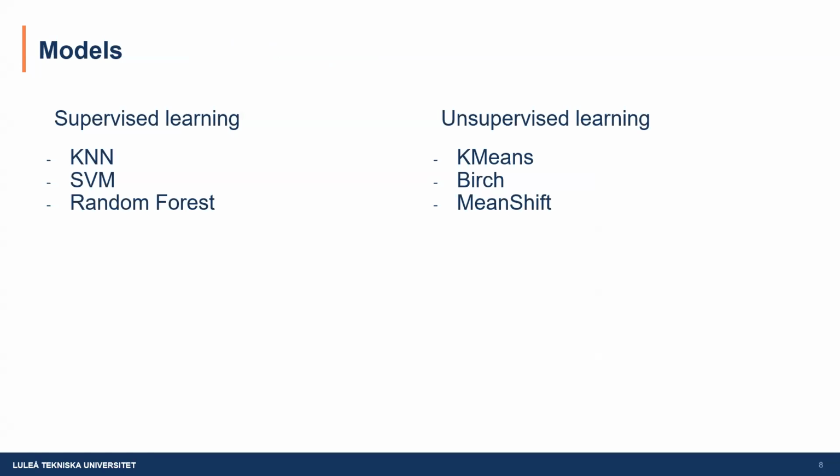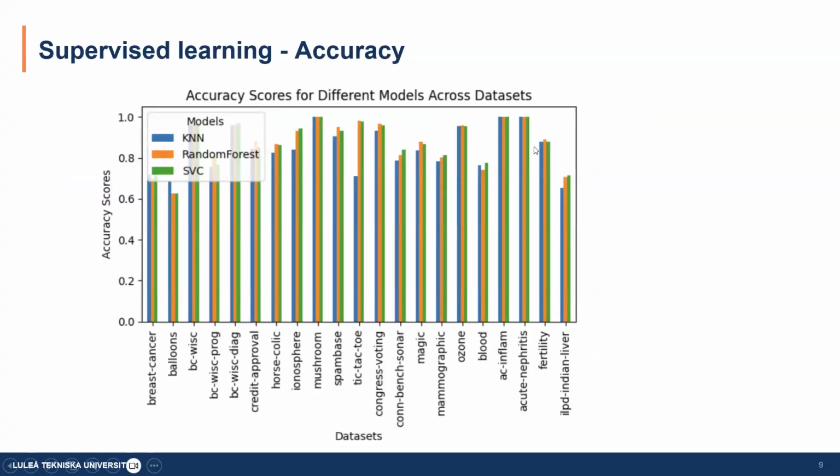So for the models, we have used 3 supervised learning models and 3 unsupervised learning models. For supervised learning: KNN, SVM, and random forest. For unsupervised learning, we use K-means, BIRCH, and mean shift. They are implemented with scikit-learn. Here follows the results of our supervised learning models.